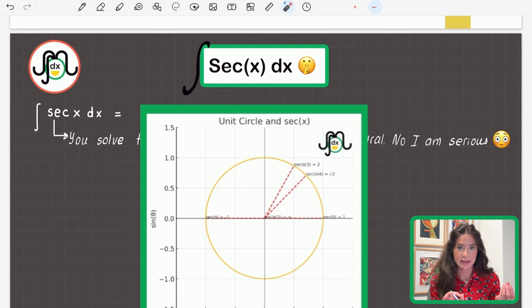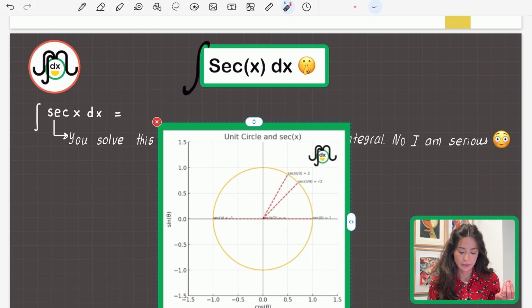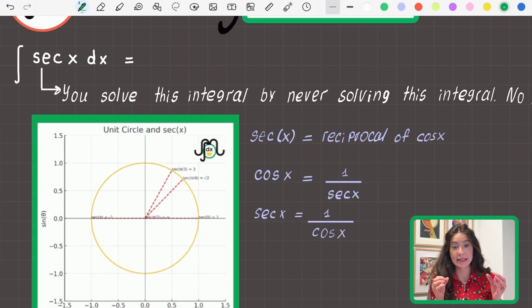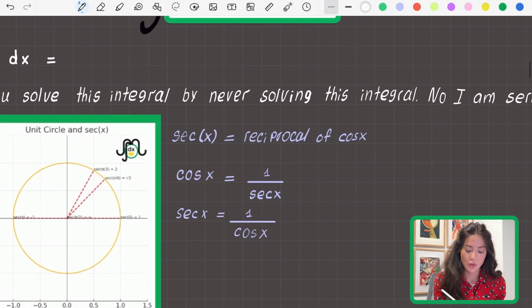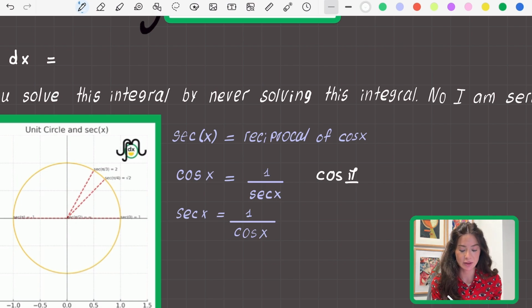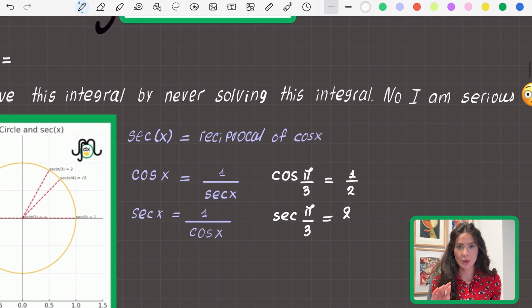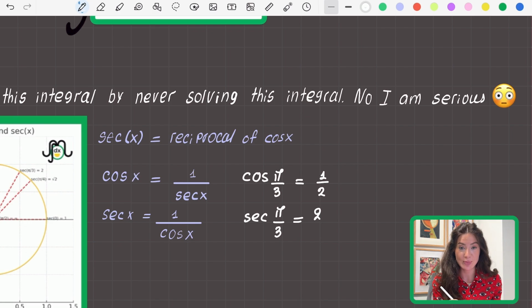Okay, so this is a secant graph, and these are secants. I want you to remember something really important. Secant is the reciprocal function of cosine. It simply means that cosine x is 1 over secant x, and secant x is 1 over cosine x. Let's try some random angles here. Cosine of 60 degrees, or pi over 3, equals 1 over 2. And secant of the same angle is 1 over 1 over 2, which is 2. All is well with the world when we're talking about pi over 3.